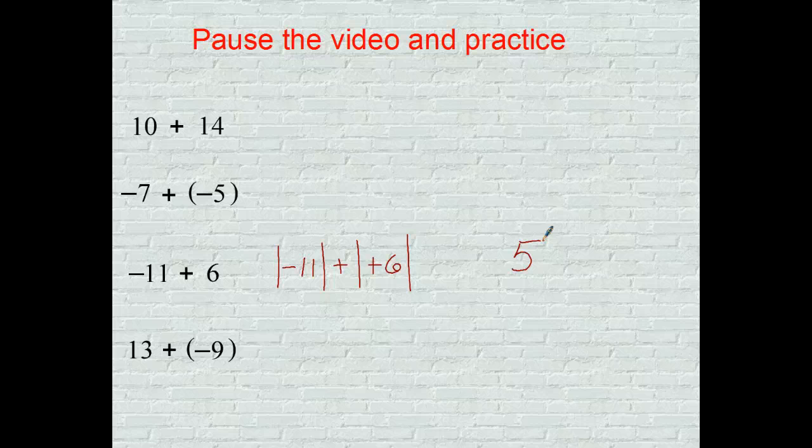What's the absolute value of -11? Well, that is 11 bunny hops away from 0. This 6 is 6 bunny hops away from 0. What's bigger, 11 or 6? The 11 is greater than 6, so we're going to take the sign of the higher absolute value, which was negative.